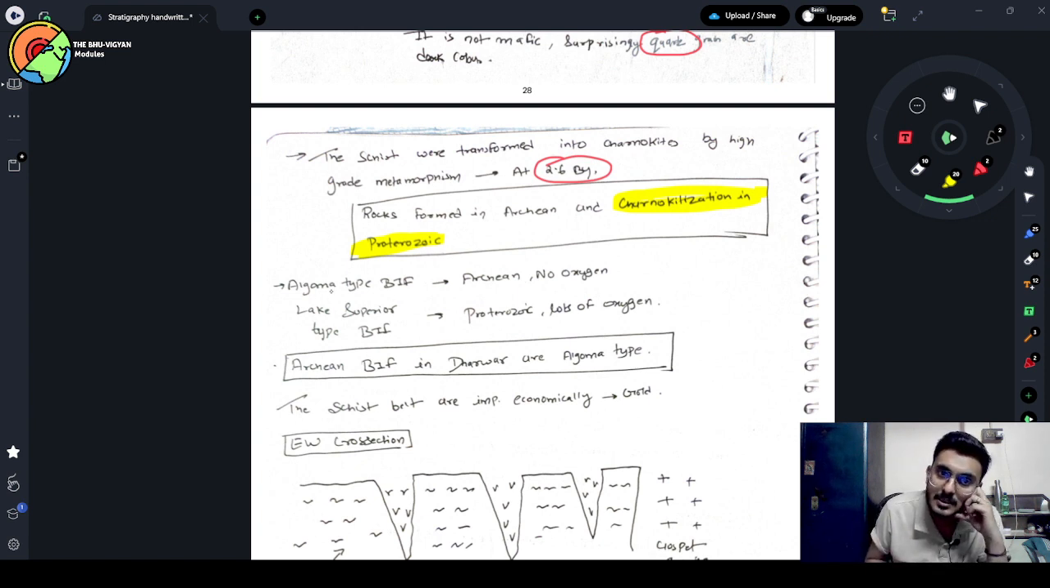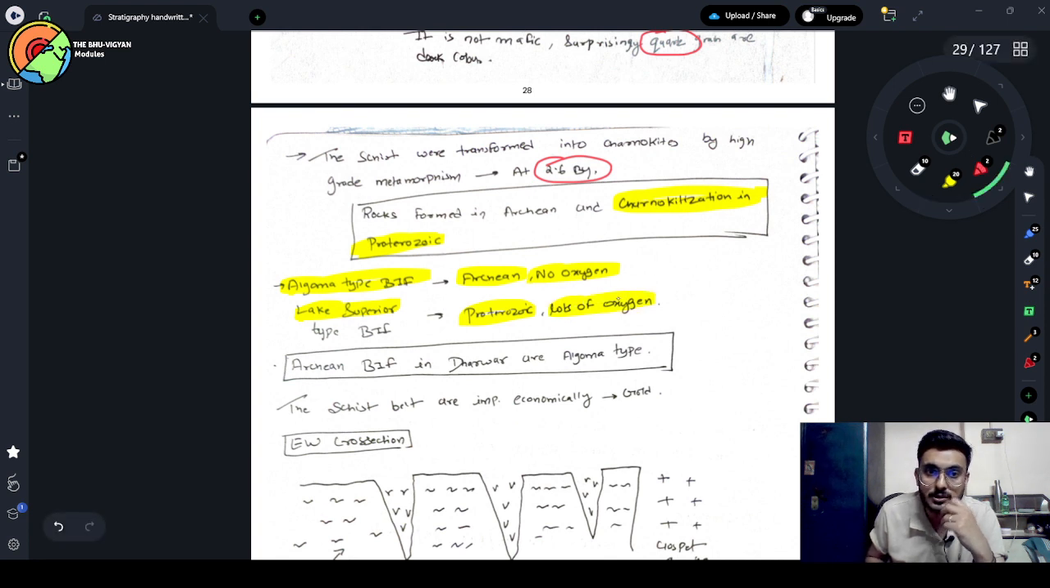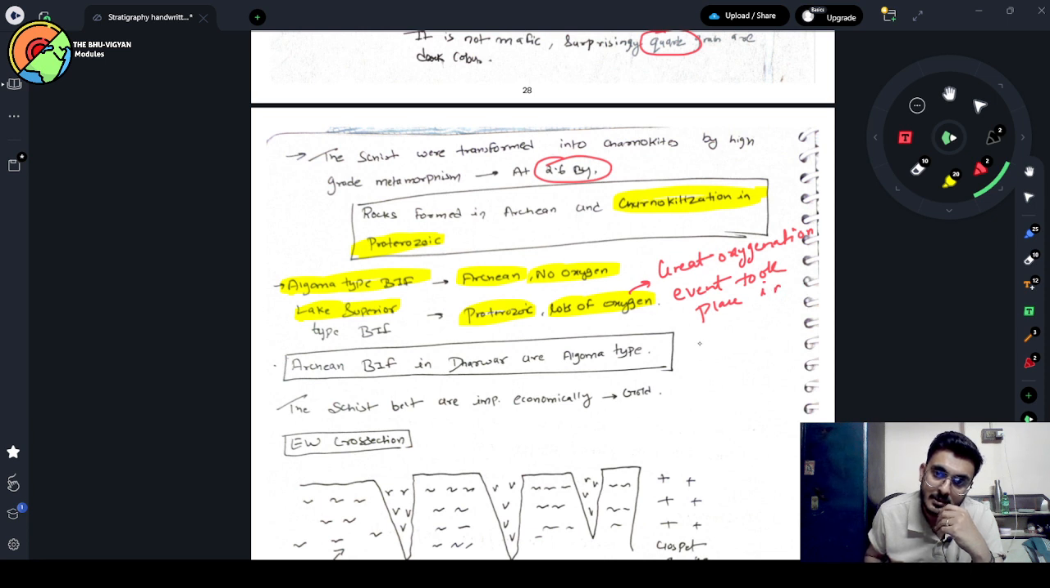So if we discuss the Algoma type BIF here, we can see Archean age Algoma type BIF, and at that time there was no oxygen. So the Algoma type BIF which we see in India, especially in this region, is of Archean age. Now we also get the Lake Superior type BIFs. They are of Proterozoic time, and there was a lot of oxygen present because of the Great Oxygenation Event. The Great Oxygenation Event took place at the start of the Proterozoic.